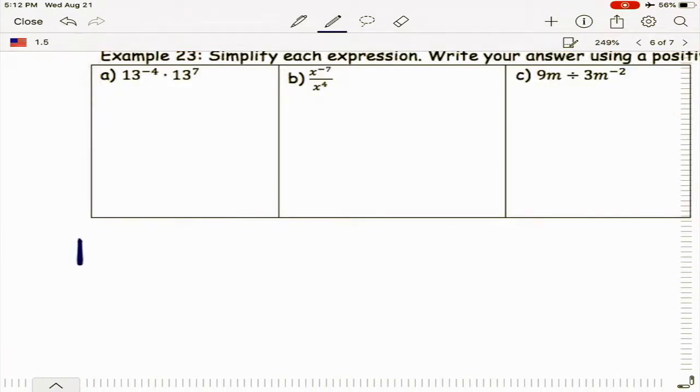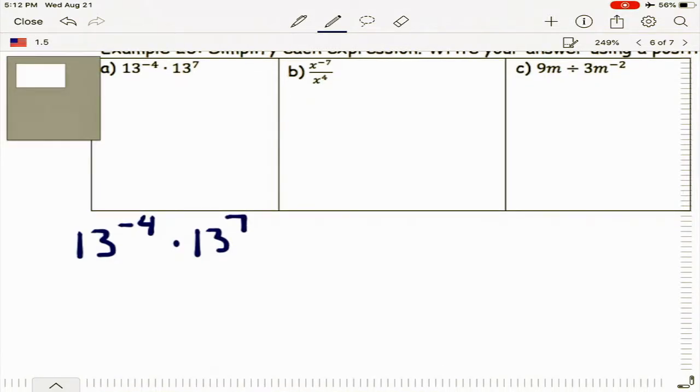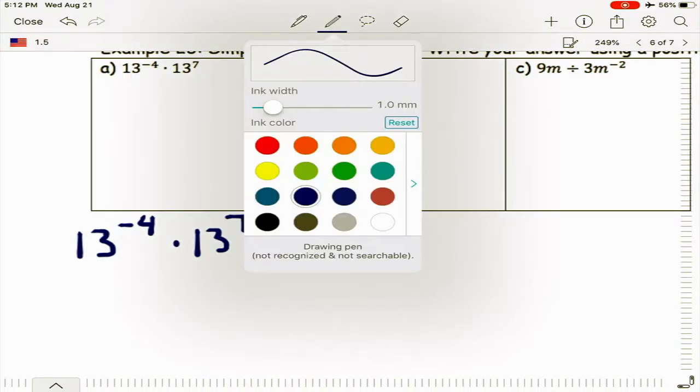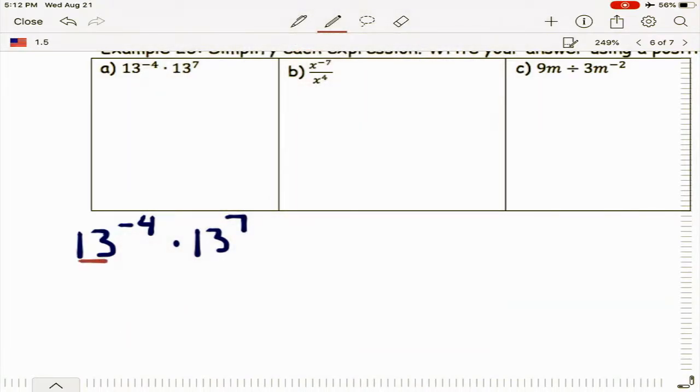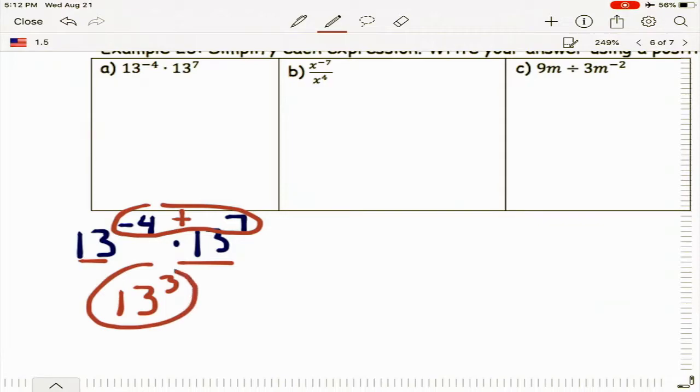All right, so this one is 13 to the negative 4 times 13 to the 7. So here, this one, there's actually 2 ways of solving it. But in letter B and letter C, there's only one way of solving it. I'll show you the easy way first, but this one only works for letter A. So this one you can just do what you did in lesson 1.1. When you're multiplying the same bases, technically you can add the exponents. And negative 4 plus 7 is positive 3. My answer is 13 to the 3rd power. And you're done.